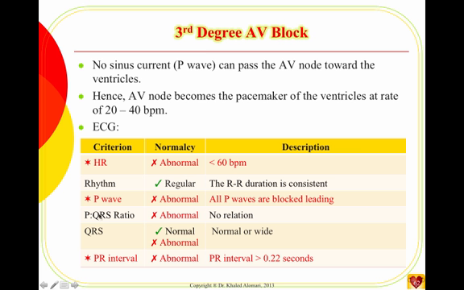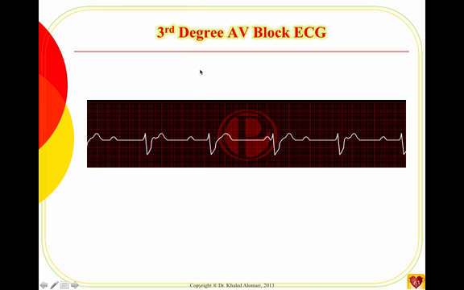There is no relationship between P and QRS because the P waves are not passing to cause a QRS. Now, the QRS could be normal or wide, and the PR is always long. And that's what really differentiates AV blocks in general. What differentiates the third degree AV block is that every P is blocked. So here is what we see. Now again, you're going to count the QRSs. So 1, 2, 3, 4. So I give you a heart rate of 40.